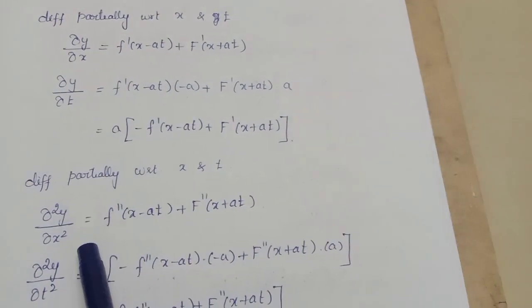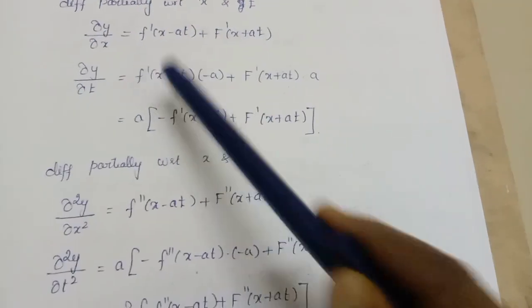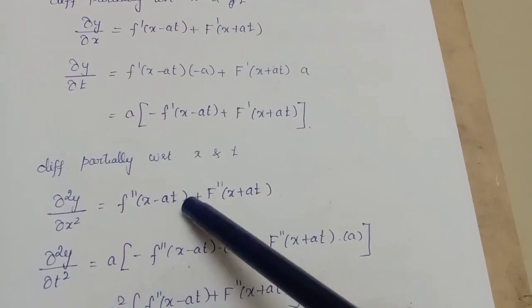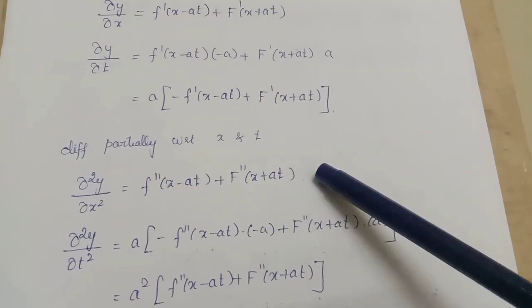So dou square y by dou x square. Differentiate this with respect to x again. So f dash will become f double dash of x minus at into 1, and this F dash will become F double dash of x plus at into 1.